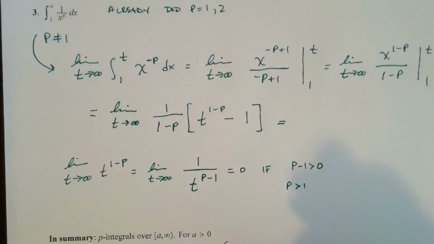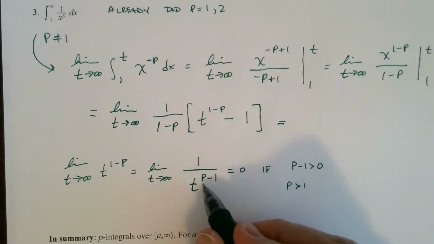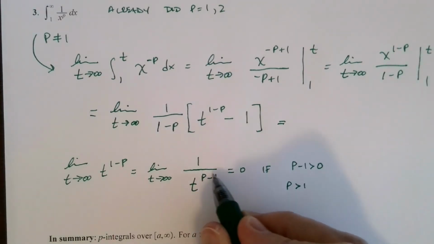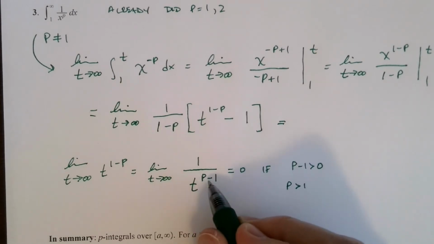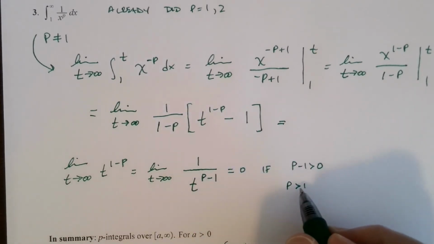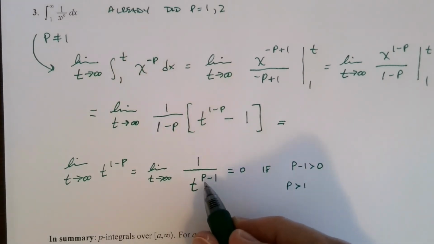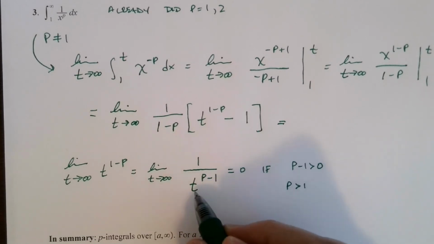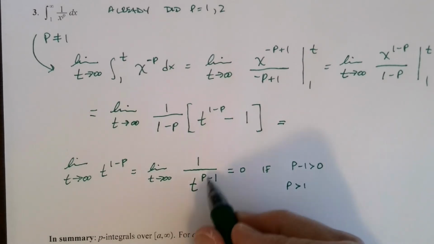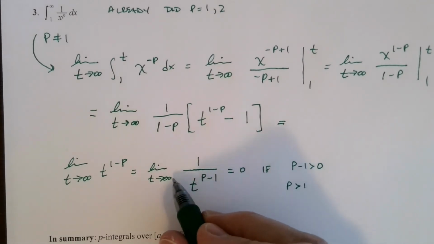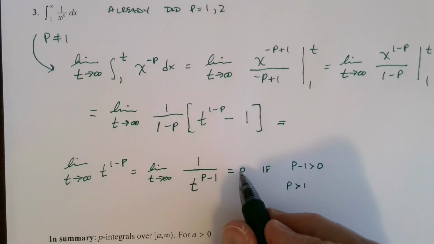What happens if p is less than or equal to 1? Well, if p is less than or equal to 1, then this exponent is negative. And what's going to happen, this 1 over t to a negative number is going to flip up, and that limit is going to go to infinity.